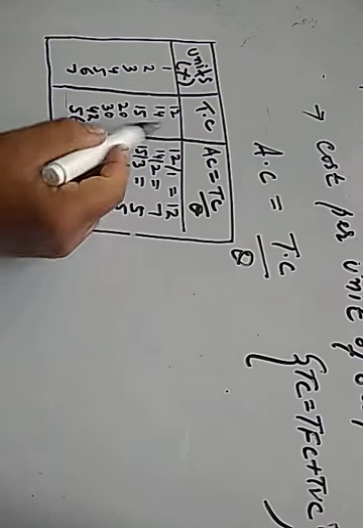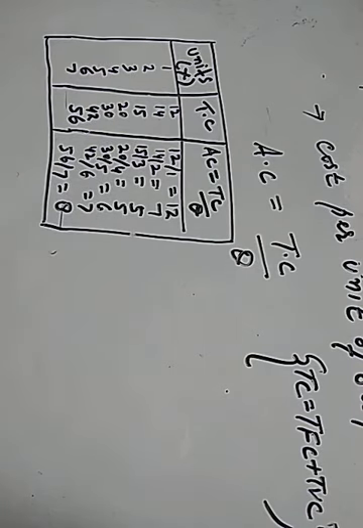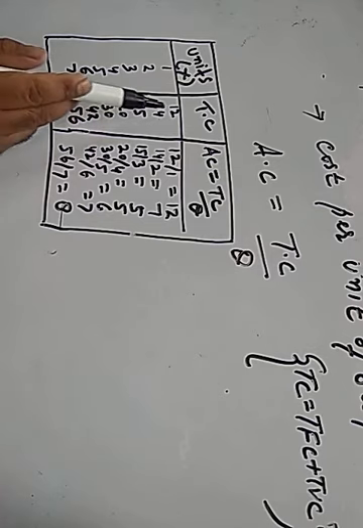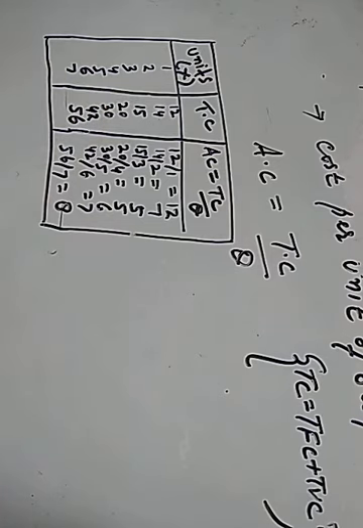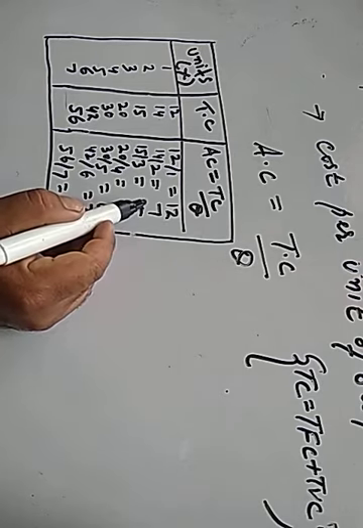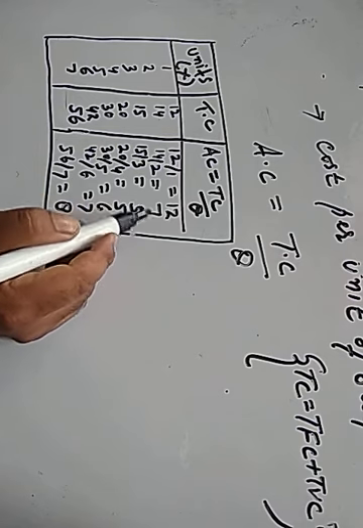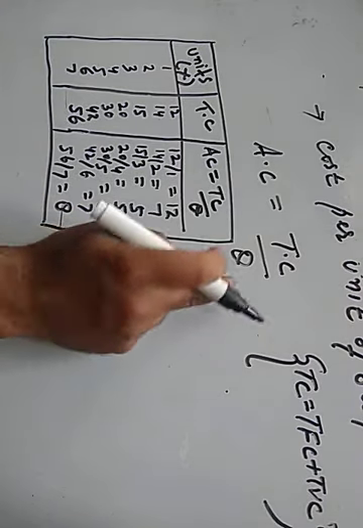These are in rupees, in monetary units, these values of total cost and average cost. Now from these values we can derive the average cost curve. इन वैल्यूज से हम एवरेज कॉस्ट कर्व डिराइव कर सकते हैं.